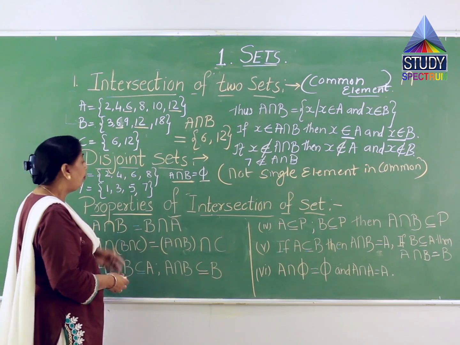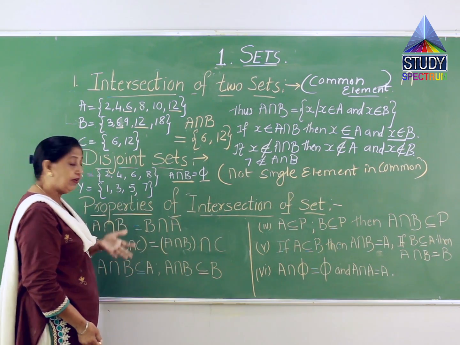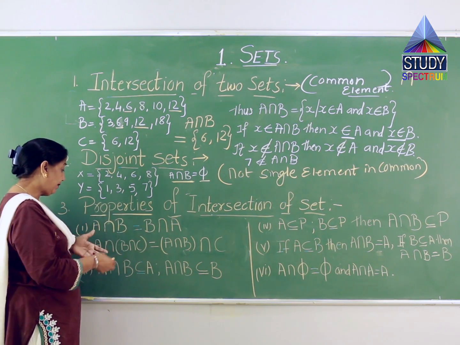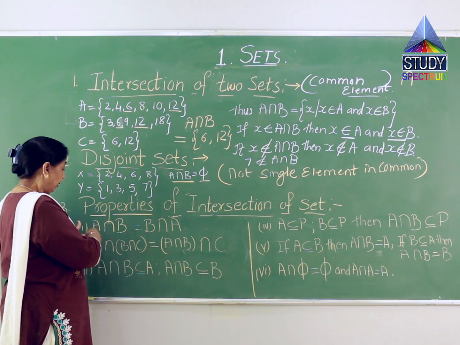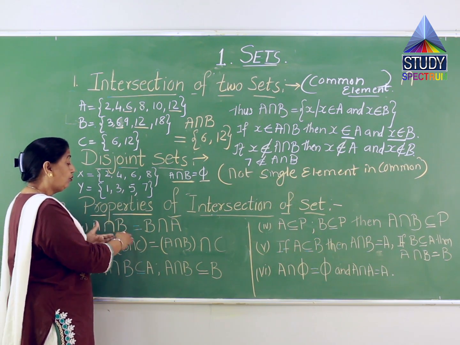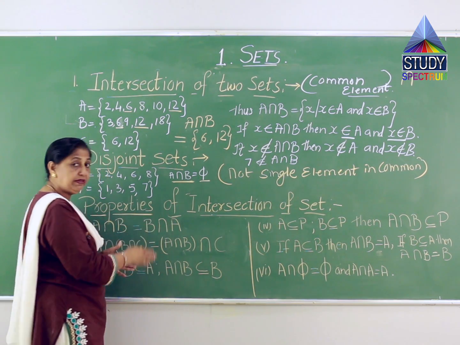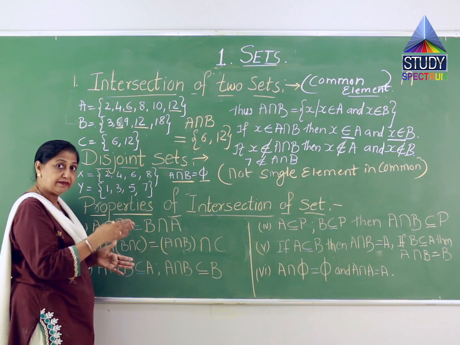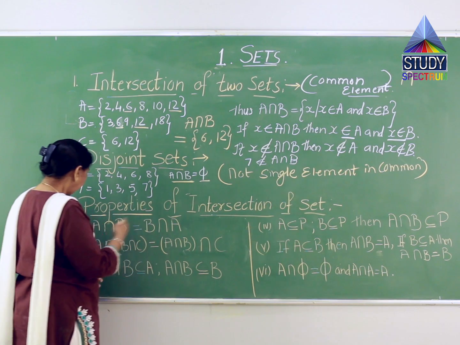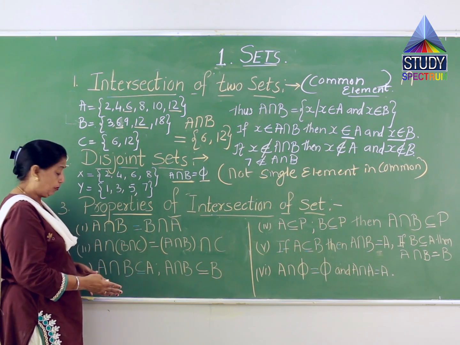Now let us move to the properties of intersection of sets. The first property is the commutative property. The intersection of set A with B is equal to the intersection of set B with A; it is always equal. This I'll be explaining further when we do the exercise. Now the second property, which is the associative property.